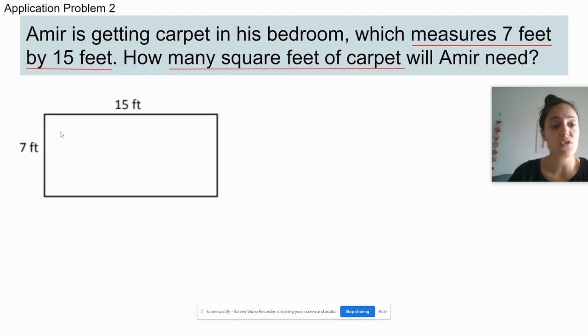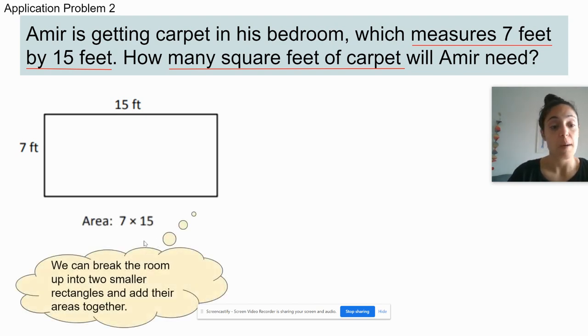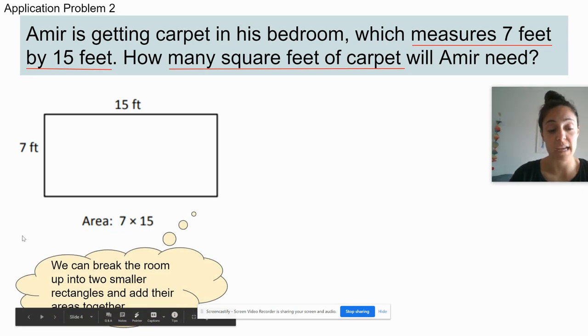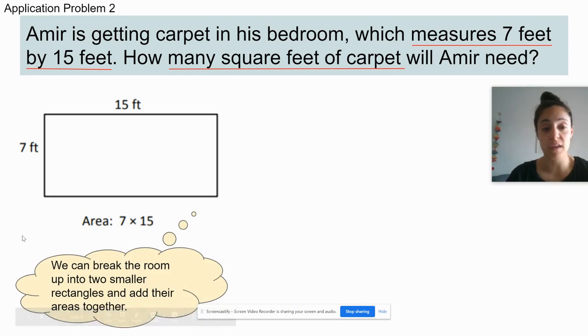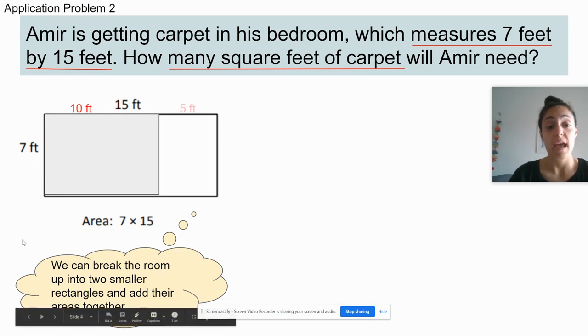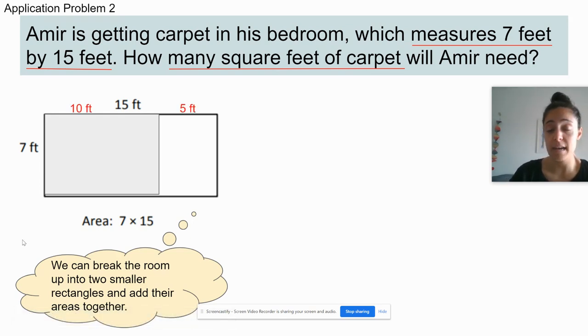Now, I draw my rectangle over here, but I know that 7 by 15 is a really hard math problem to find, so I'm going to break it down. I know my total area is 7 times 15, but we need to break it into two smaller rectangles to add together. We've done that in the other lessons the week before. I break it down into a group of 10 and a group of 5, because we know anything times 10 is a lot easier to find than times 15. Those are the easiest numbers to break it down into.